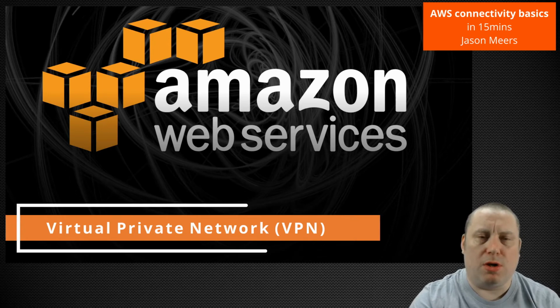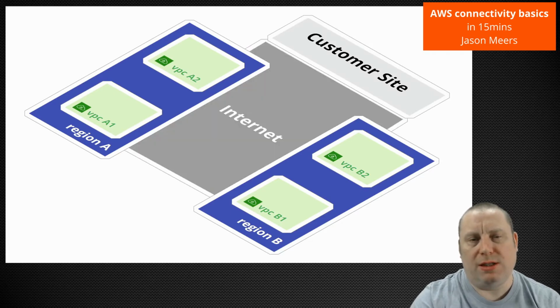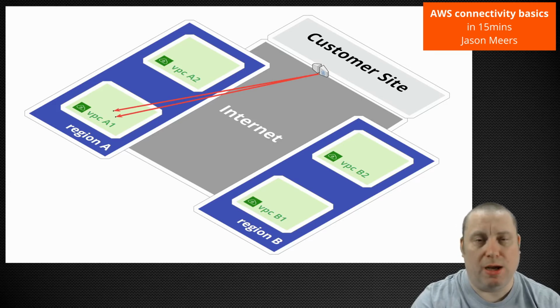So the next thing I want to talk about is VPN, or virtual private networks, the way that we connect from the customer site over the internet into a VPC. So we've talked in the previous examples about a VPN gateway or a virtual private gateway. You might even just see it abbreviated to VGW. And we've got a single connection into that VPC A1, but we've got 2 tunnels. So one connection with 2 tunnels.